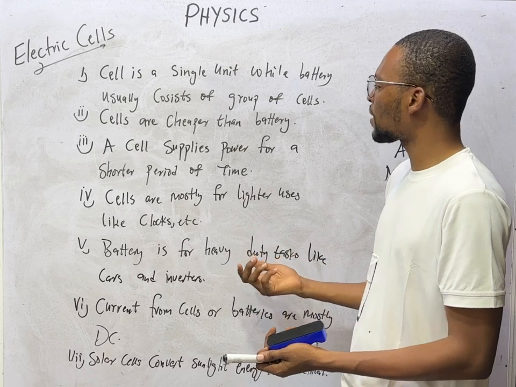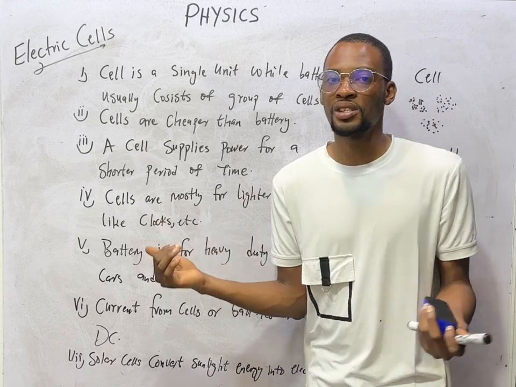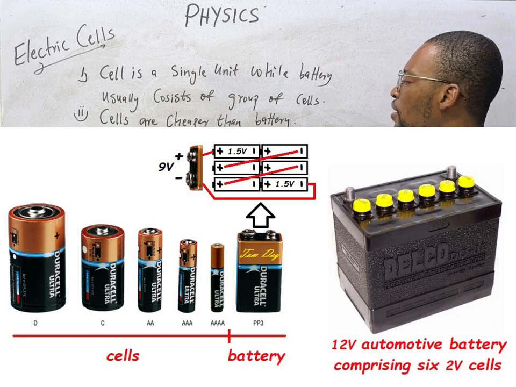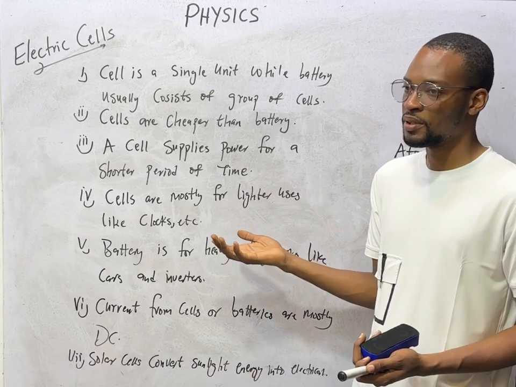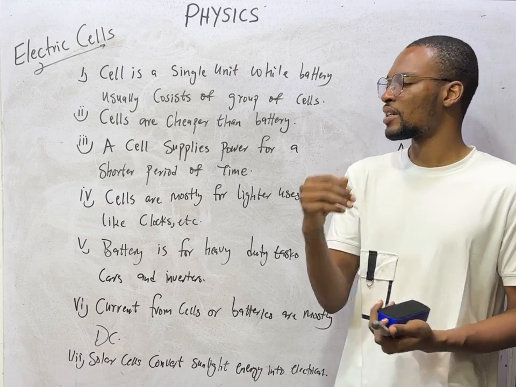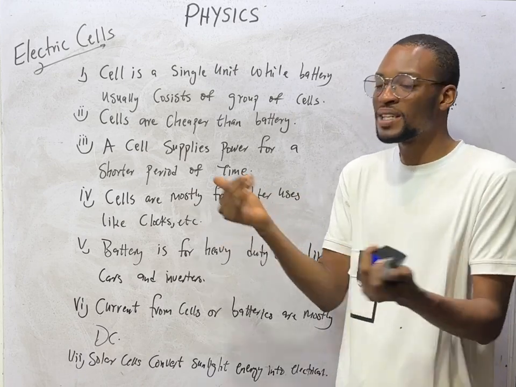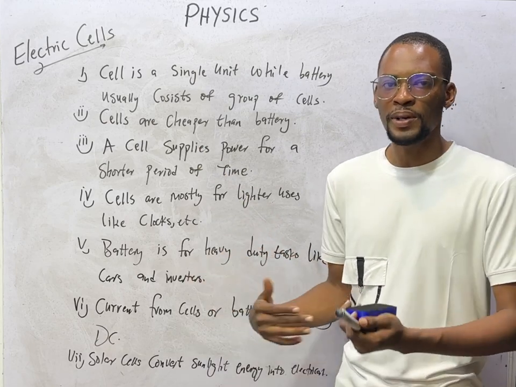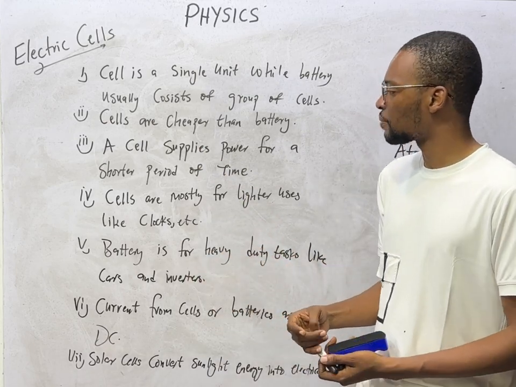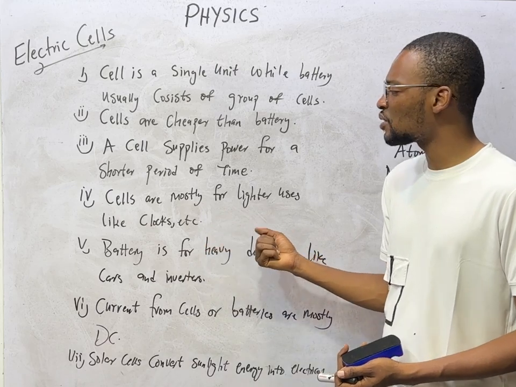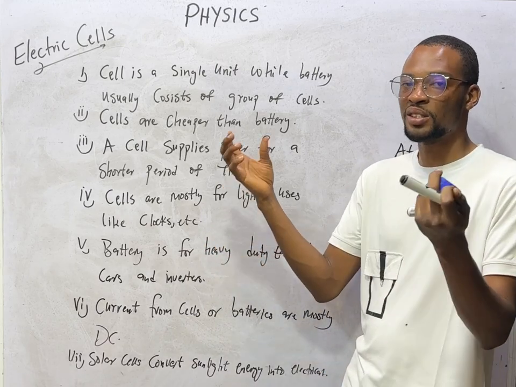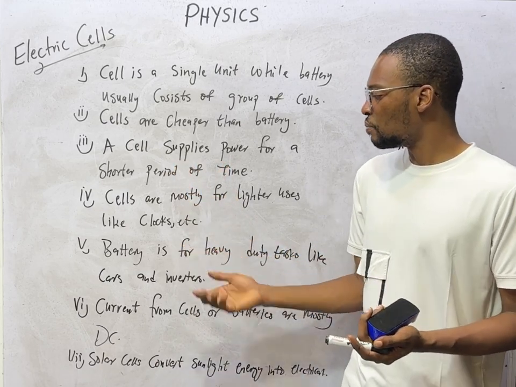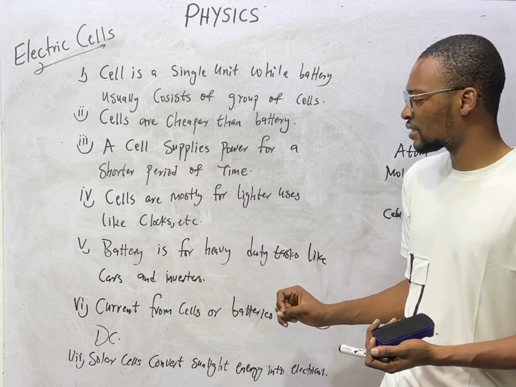Now, cells are cheaper than battery, of course, because batteries are many cells put together. Now, a cell supplies power for a shorter period of time. Because it's just a single unit, it cannot supply much power. When you have so many cells, you combine their current, and you are going to supply current for a longer period of time. Cells are mostly for lighter uses, like clocks, since they don't deliver so much power for a long period of time. Meanwhile, batteries are for heavy-duty tasks, like your car.